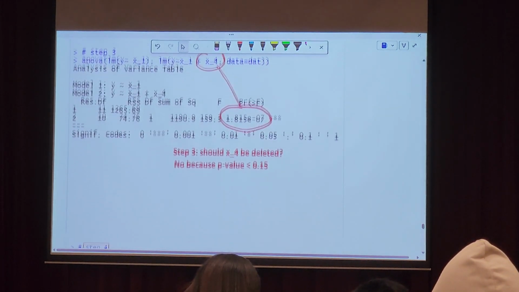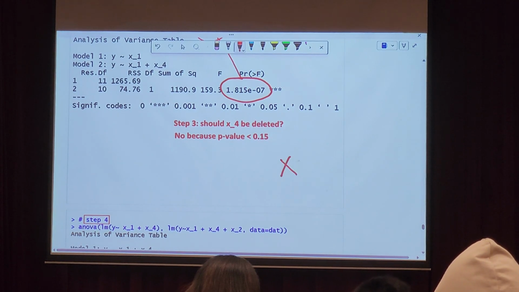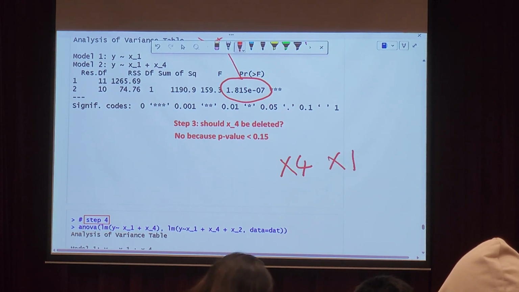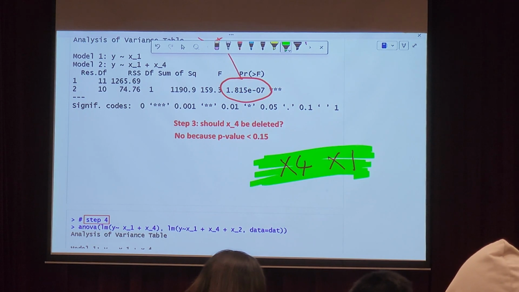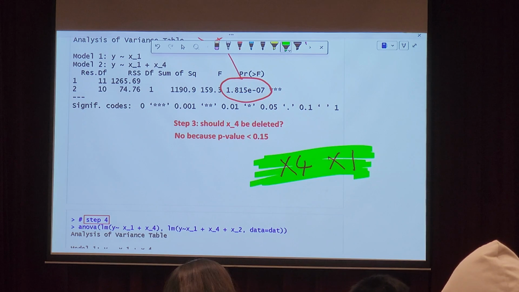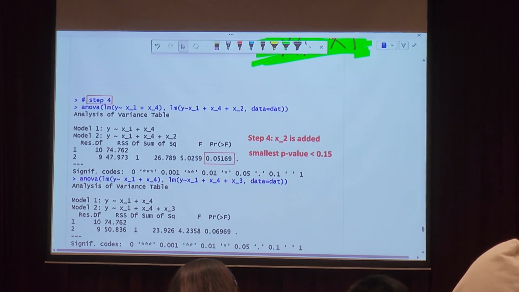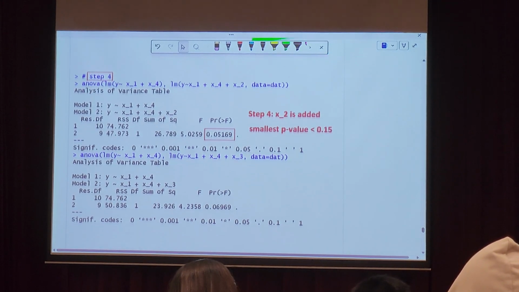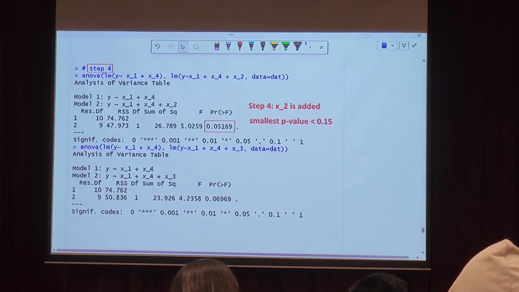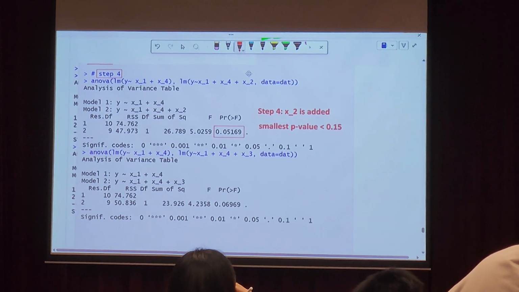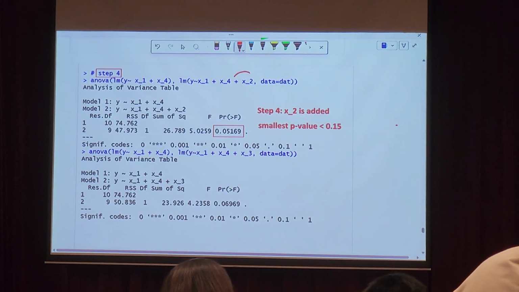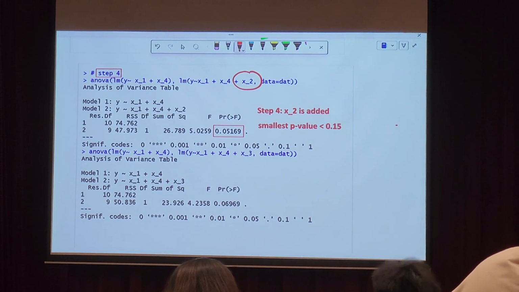So now, my model remains the same, x4 and x1. After step 3, I still have x4 and x1. I found that I cannot delete x4. Then I go on to look for the next variable. The next step is to consider whether I can include any more or not. So can I include x2? Or can I include x3?